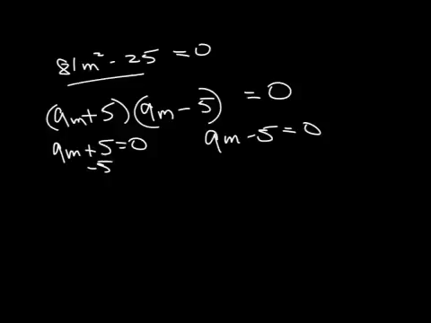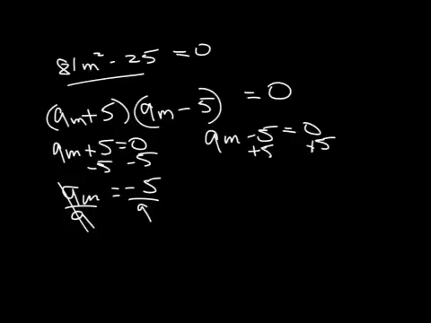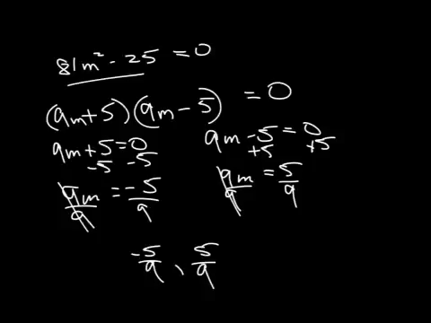So subtract 5, 9m equals negative 5, divide by 9, divide by 9, those cancel. Add 5, 9m equals 5, divide by 9, those cancel. So the answer is negative 5/9 and positive 5/9. Those are the two options I have for m. It equals both of those numbers because both of those numbers will make it a true statement.